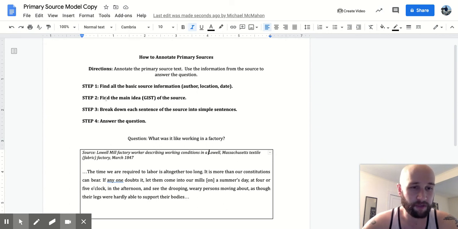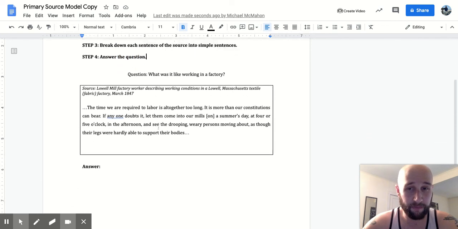So the 4 steps to reading a primary source are, first you have to find all the basic source information: the author, the location, and the date of the source, when it was written. Second step is to read the source and find the main idea or the gist. I like to call it the gist. The third step is to read the source again and break down each sentence of the source into simple sentences. You want to break down those long sentences into something simple that you understand. And lastly, when you're done with all that, you should be able to answer the question that we're focused on.